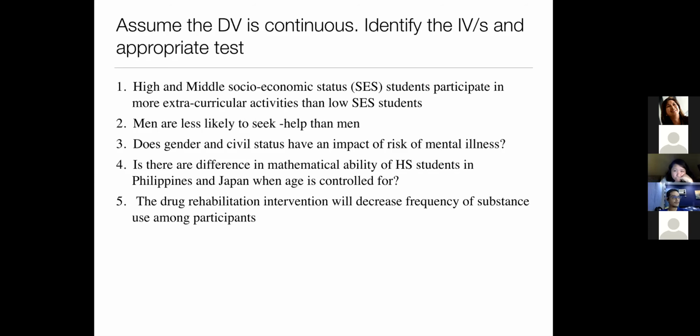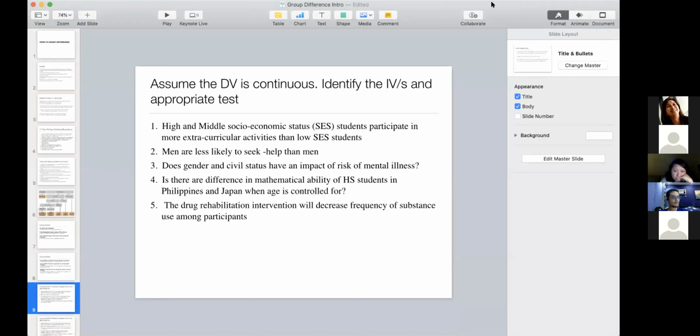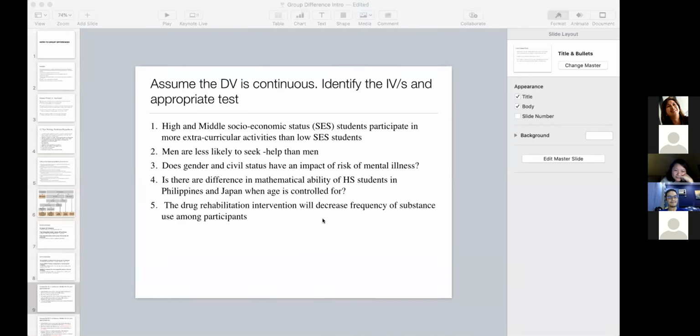Okay. So this time, I'm gonna give you, kaya niyo ba to in 5 minutes? Hindi. More time. 10 minutes. Okay, 10 minutes. Identify what tests to use for these 5 things. Okay?